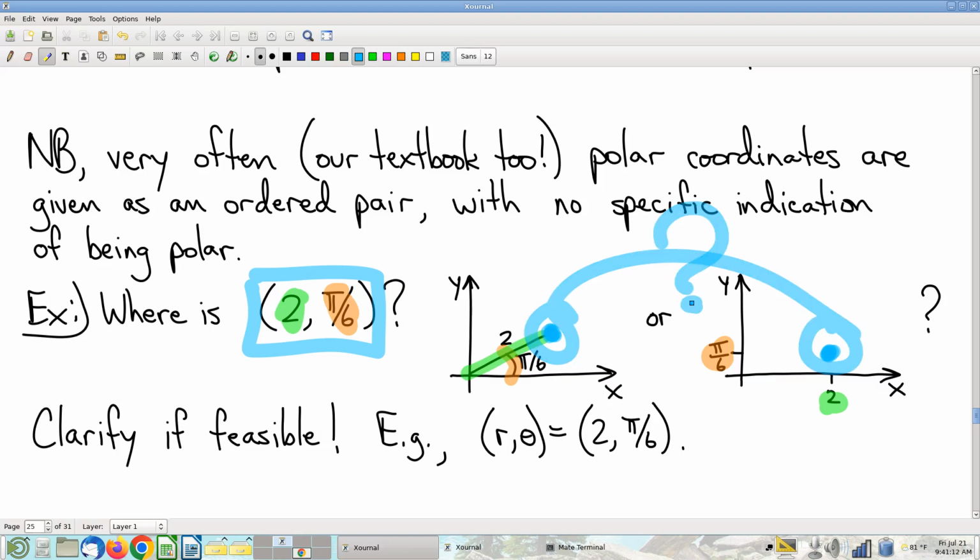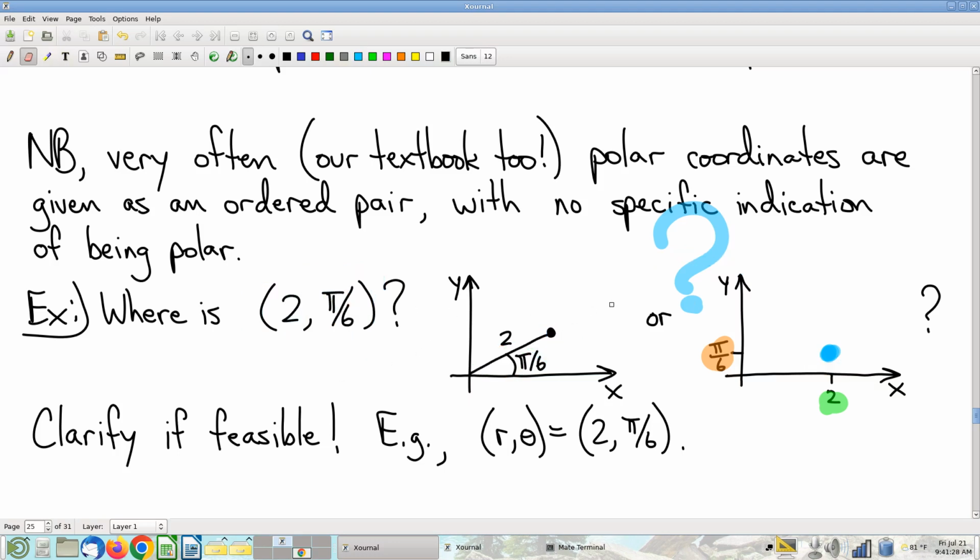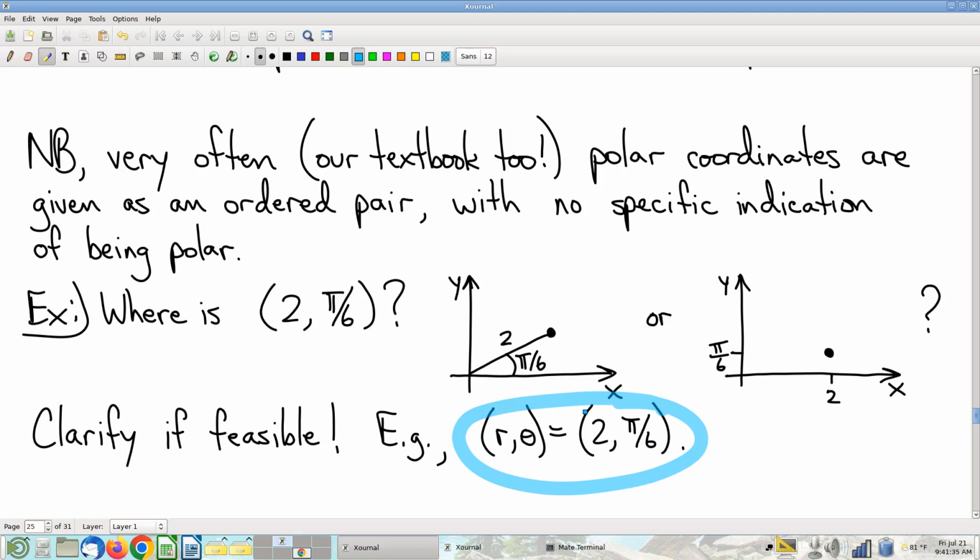So which one does 2 comma pi over 6 mean? I claim it is ambiguous. Depending on the context or the circumstance, the person who wrote that might have meant either one of these. There are different ways to address this problem. I think an easy one, hard to argue with, is just do this right here: specify r comma theta equals 2 comma pi over 6. Ambiguity gone. And now it's perfectly clear we're talking about polar coordinates. So heads up on that. Do try to be careful.